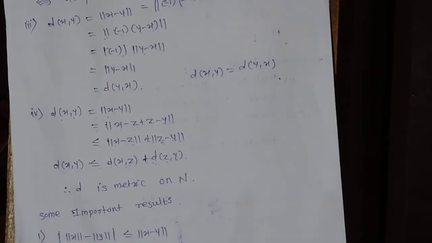Therefore all the properties of norm are satisfied by that D, and therefore D is a metric on N, which is a normed linear space. That means every normed linear space is a metric space. Okay, now we have to see some important results.